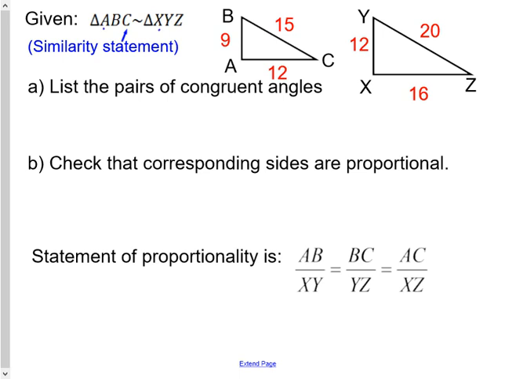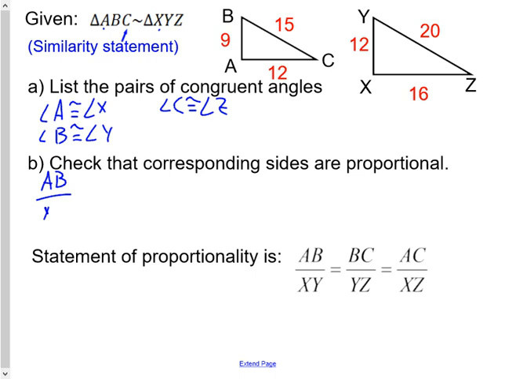Right? So, given the similarity statement, ABC similar to XYZ, list a pair of congruent angles. Just from the statement, A and X are congruent, B and Y are congruent, and C and Z are congruent. Next, check that sides are proportional. So this means AB is similar to XY. Plug it in. AB is 9, XY is 12. So that's 3 to 4 so far.